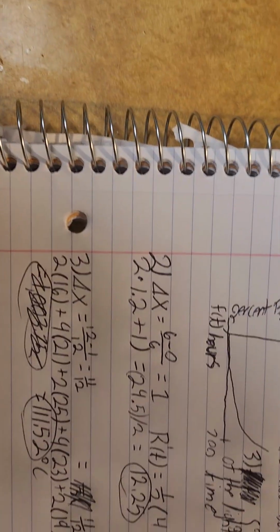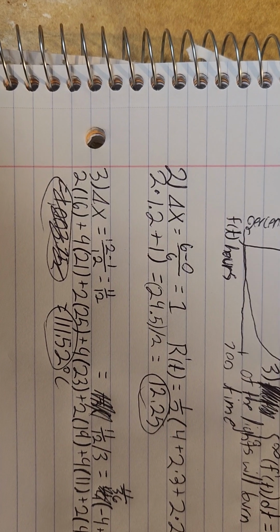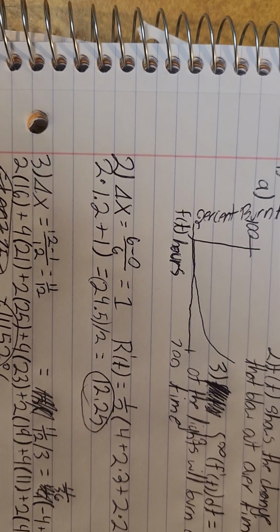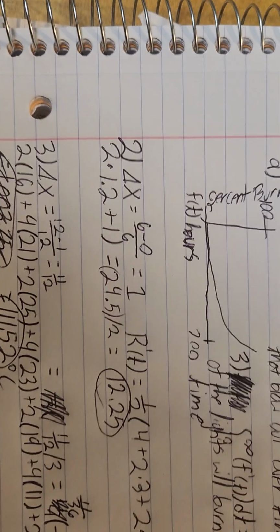But to start, you find your delta x, which is you take b, which is 6, minus a, which is 0, because it's from 0 seconds to 6 seconds, and then divide by n, which is also 6, because you have 6 data points, which equals 1.